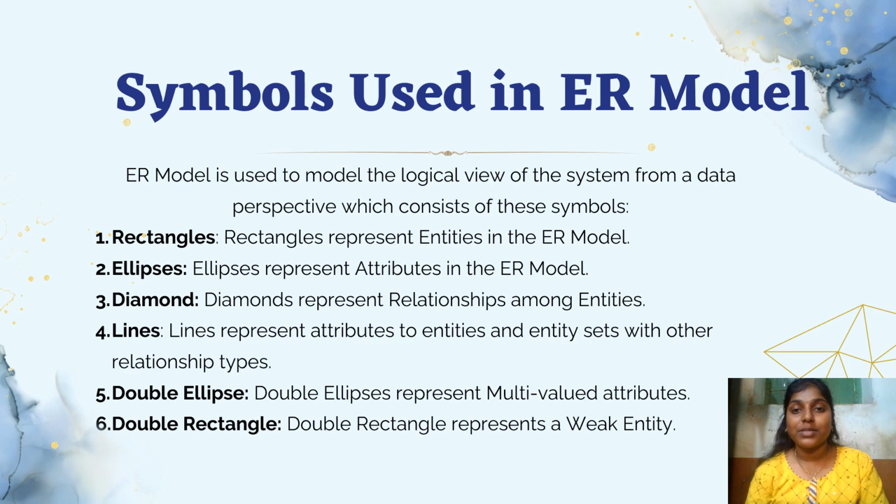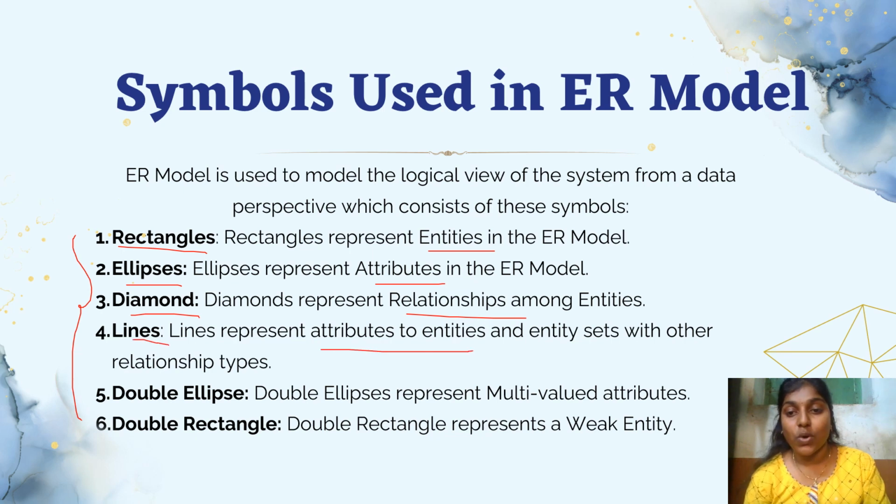So what are the symbols that are used in the ER model? These are the 6 symbols we mainly use in the ER model: rectangles for entities, ellipses for attributes, diamonds for relationships, and lines to connect attributes to entities or entity sets to relationships, double ellipse for multi-valued attributes, and double rectangle for weak entity.